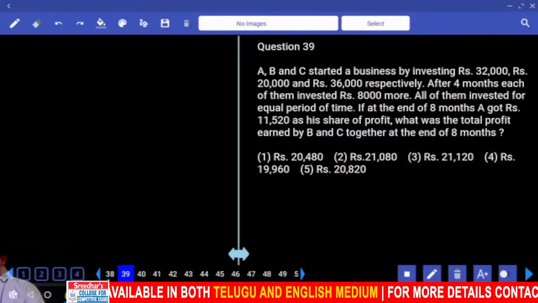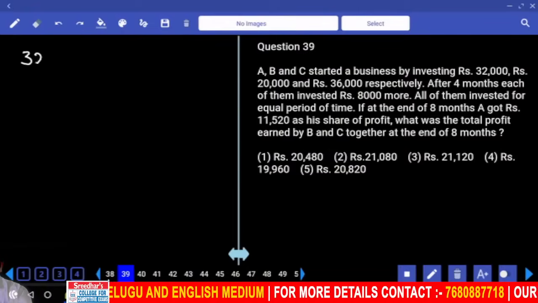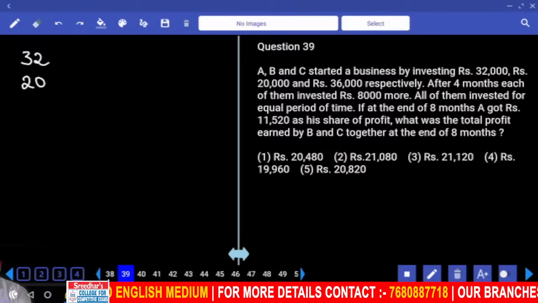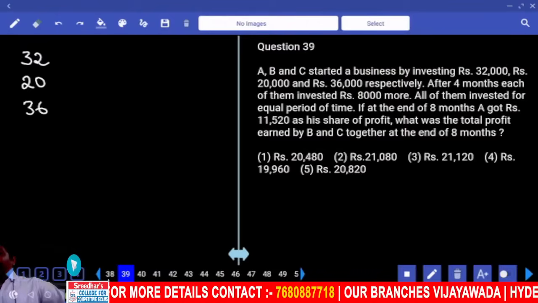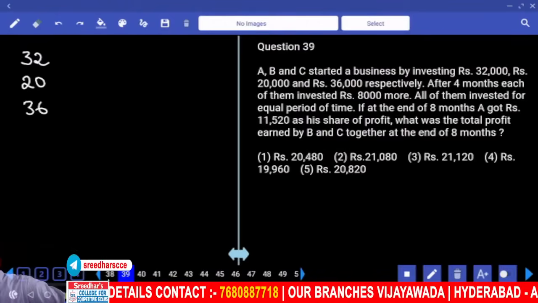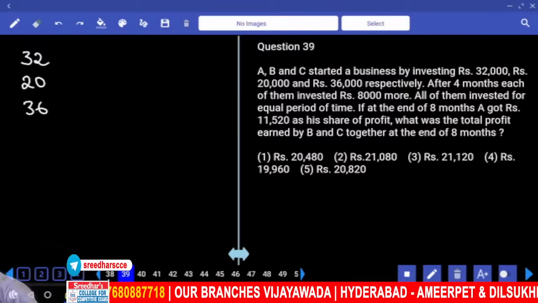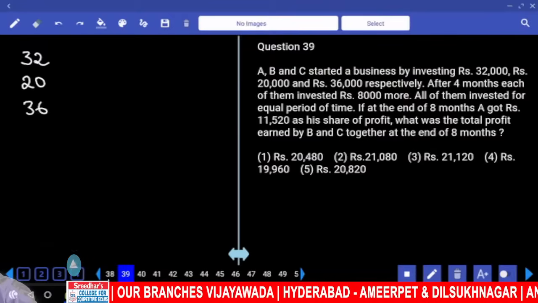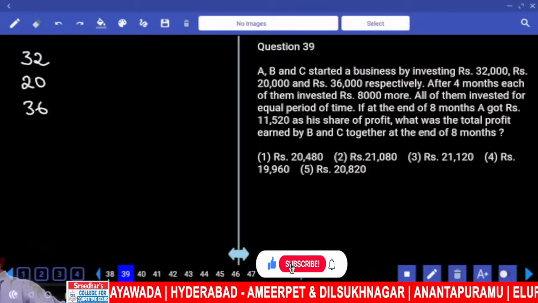So business happened here for 8 months. They all started, investments are having 3 zeros common. So I'll write 32, 20, 36. Initial investment is there for, still how many more months we have? So everywhere you are going to get into 4, into 4, into 4, into 4. Am I right? So do you really need to write it? When you know that everywhere 4 is common, don't write it.